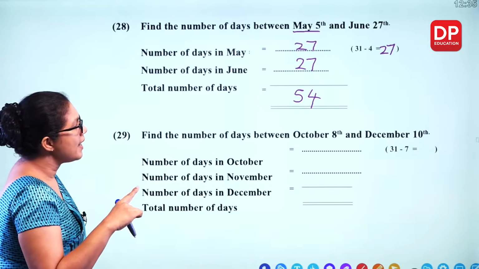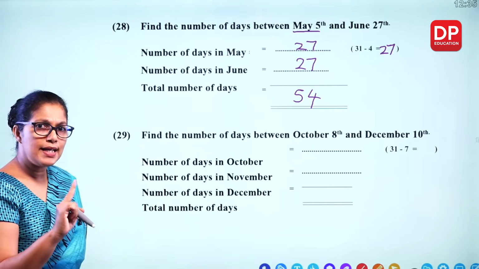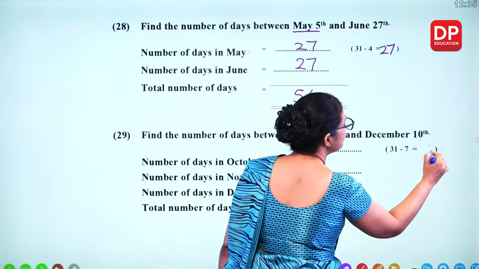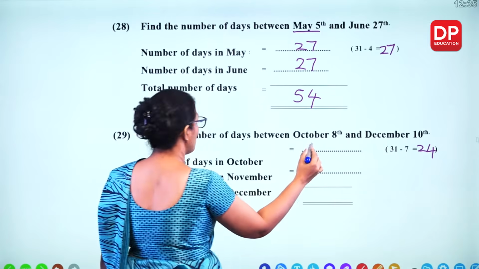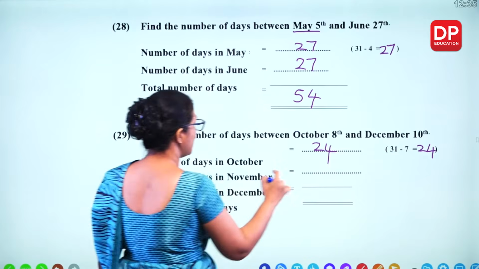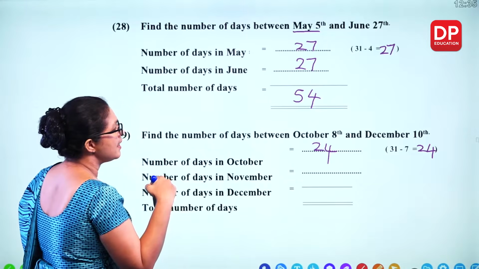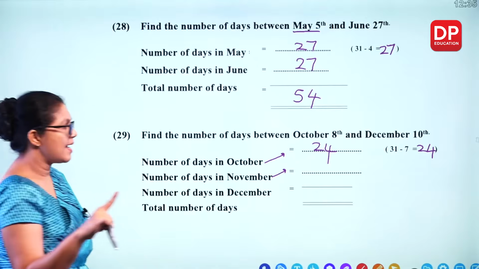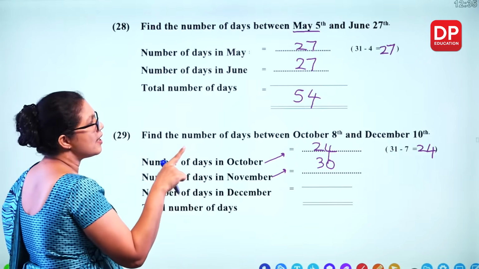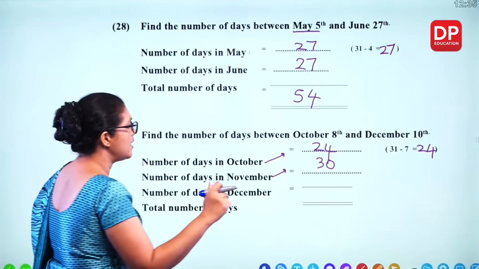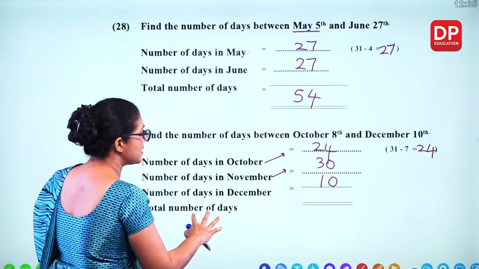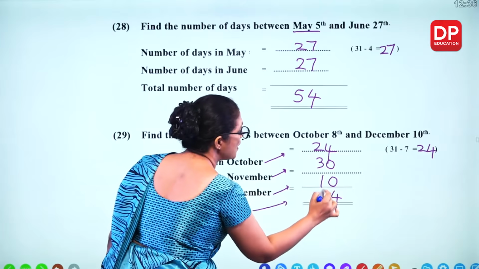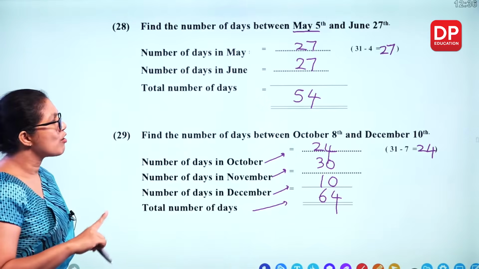Find the number of days between October 8th and December 10th. October 8th, normally 31. The 8th is also included, so you have to subtract 7 from that. 31 minus 7, 24. So in October, there are 24 days. This is in October. And here, November. So I'm writing here, November, how many days? The full month is there, that's 30. And December up to the 10th. The 10th is also included. So 1 to 10, 10 days are there. And when you add all together, you get the number of days. 4 here, 3 plus 2, 5, 5 plus 1, 6, 64 days in between October 8th and December 10th.